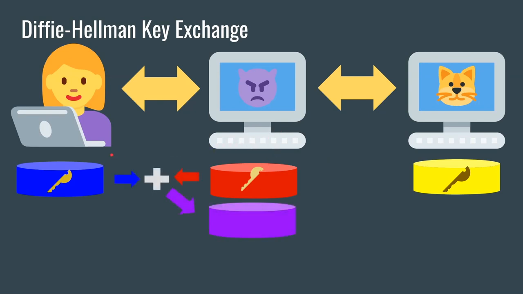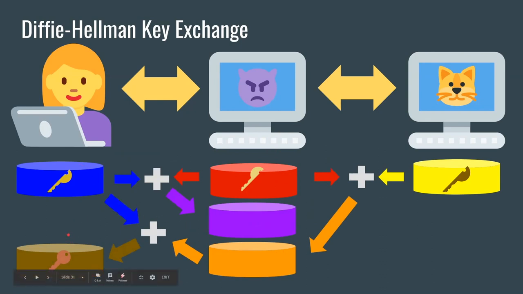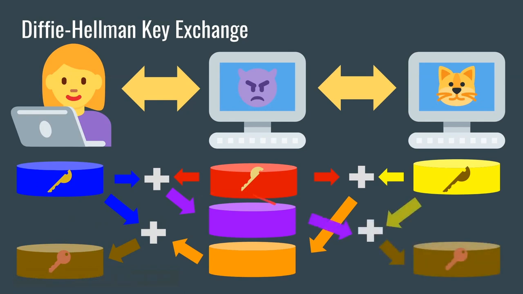The client then mixes their secret color with the public color to get this shade of purple. The server then mixes yellow with the common color red in order to get this orange color. Then the client will mix their secret color with that orange mixture they got from the server to arrive at this specific shade of brown, which will be our shared secret value. The server will then mix their secret color with the purple mixture from the client to get that exact same shade of brown. So if you follow this through, you'll see that this brown color is equal parts blue, red, and yellow. So it's equal parts of the client secret color, the server secret color, and the public color.